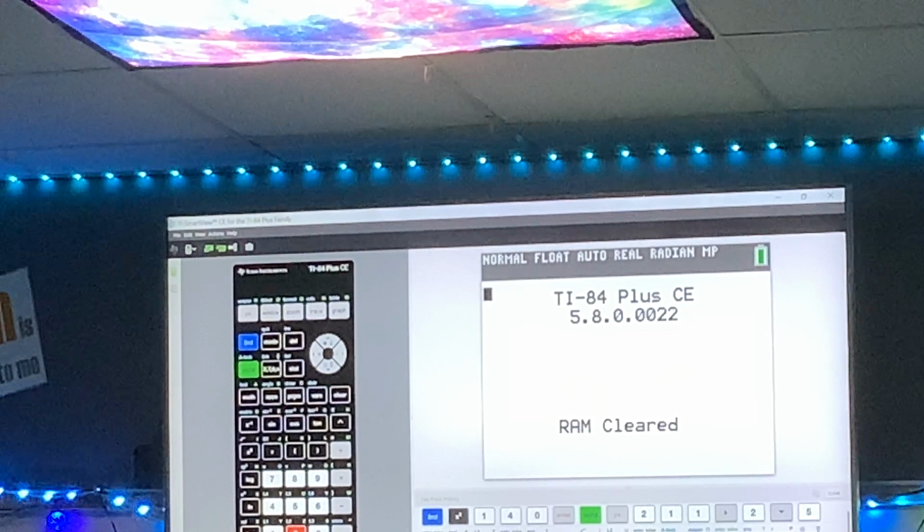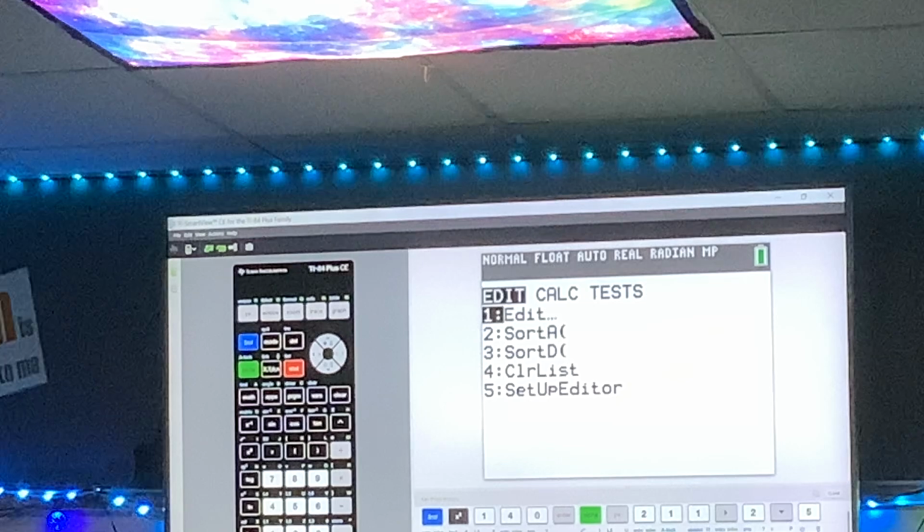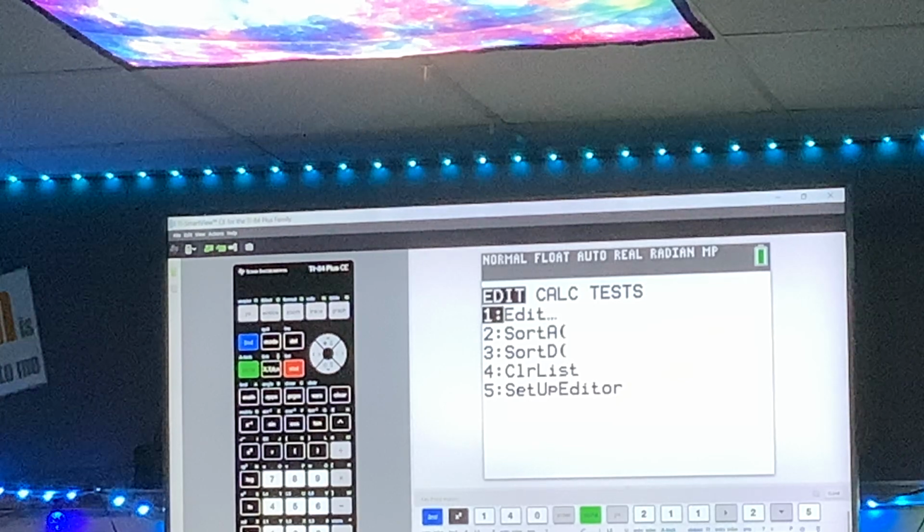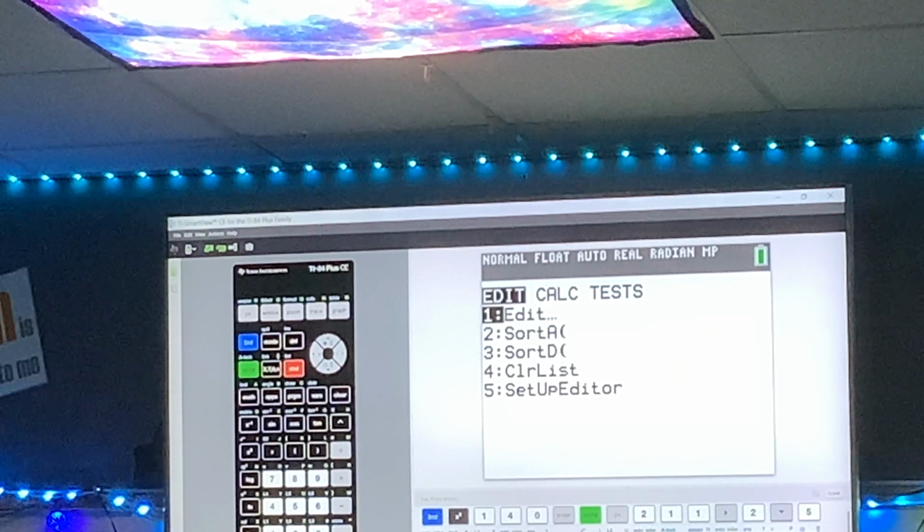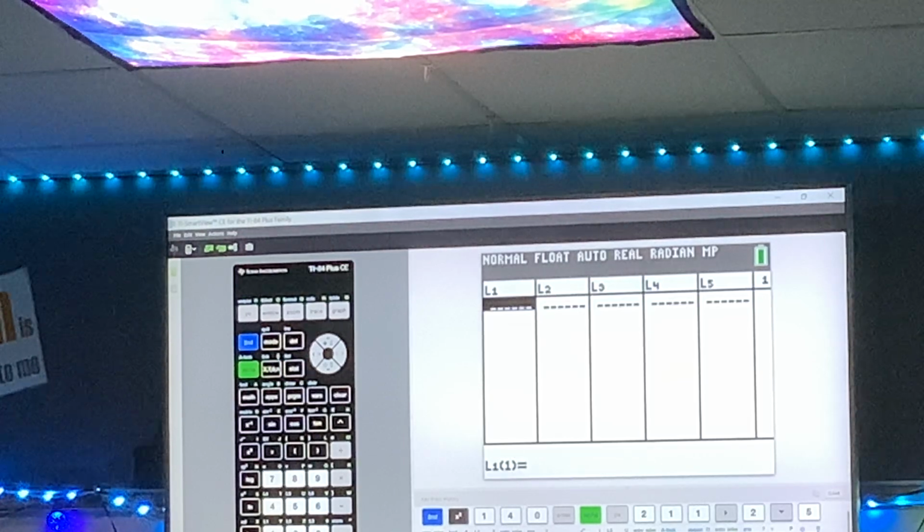So the first thing you're going to do is hit stat. And you have to hit stat 3 times as we do this, okay? You're then going to hit enter. You should not have anything in L1 because you just cleared out your calculator. So you hit stat, enter.